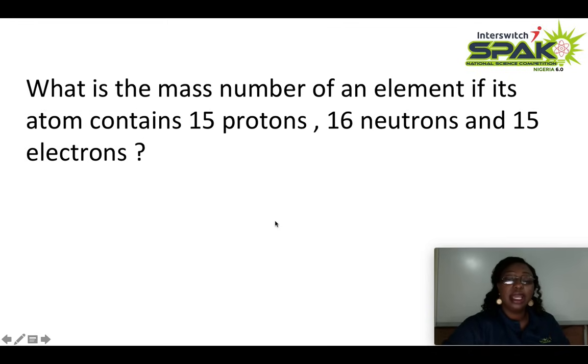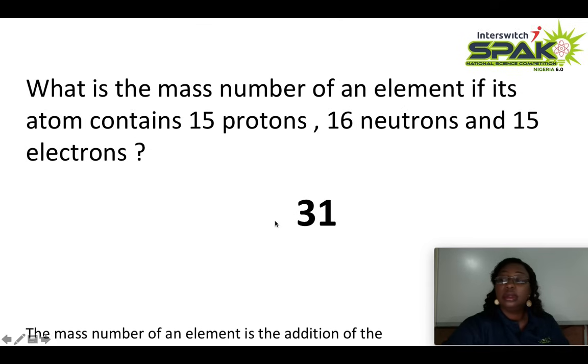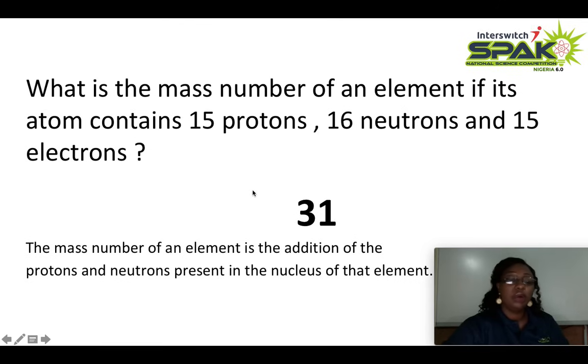So the answer is 31. The mass number is the addition of the protons and the neutrons present in the nucleus of that element. In this question, the proton is 15 and the neutron is 16, so 15 plus 16 gives us 31. That's the mass number.